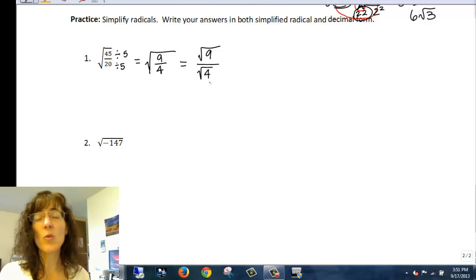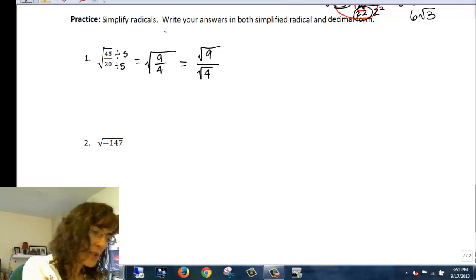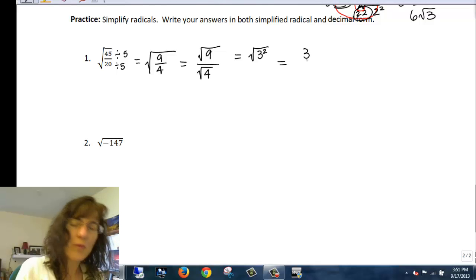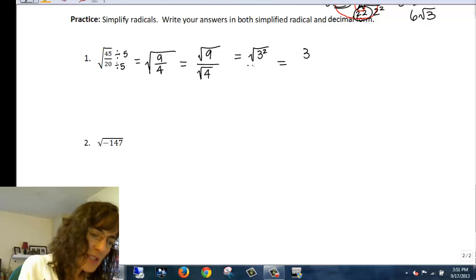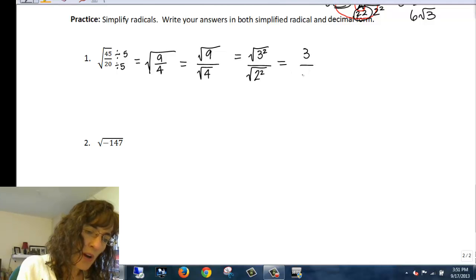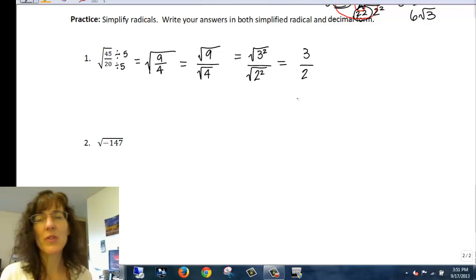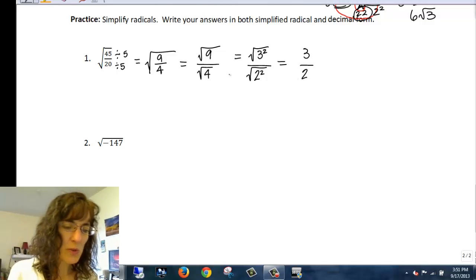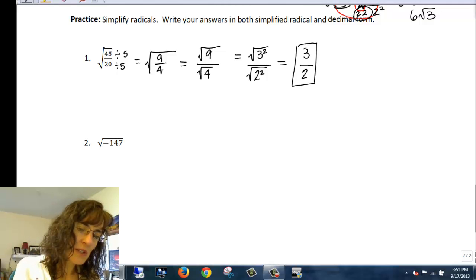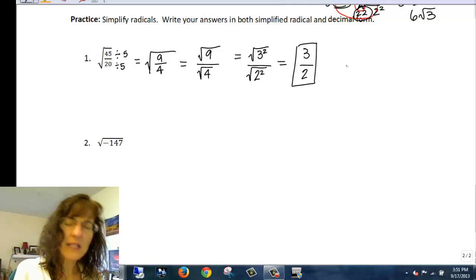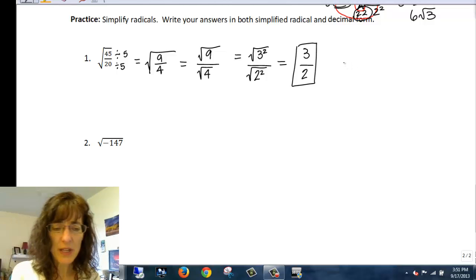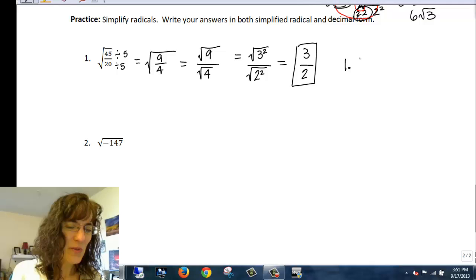And then I'm thinking, okay, square root of 9, that's a perfect square, so I can rewrite it as the square root of 3 squared, or I can just write the simplified form, which is a 3. And then same thing for the denominator. I can write it as the square root of 2 squared, or I can just simplify that with the radical and get a 2. So the square root of 4 is 2, square root of 9 is 3, so my result is 3/2. And as a decimal, I just have to do 3 divided by 2, 1.5.